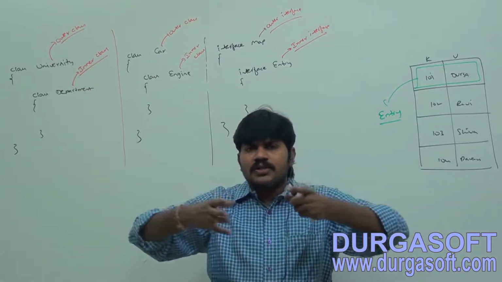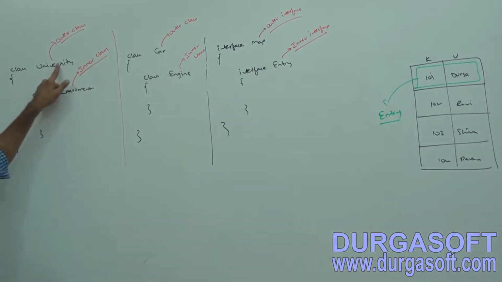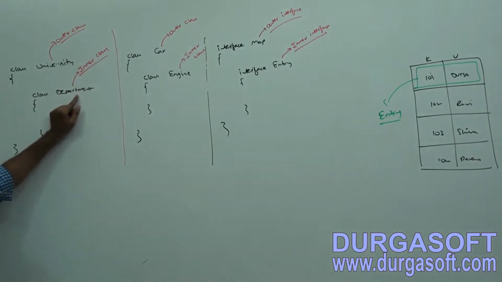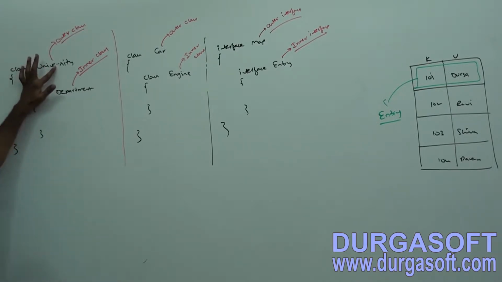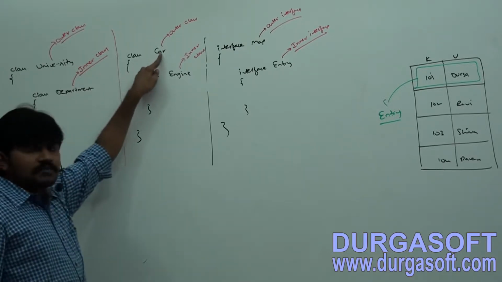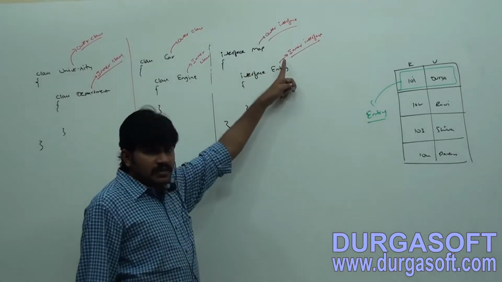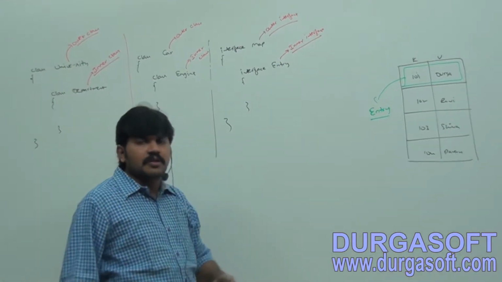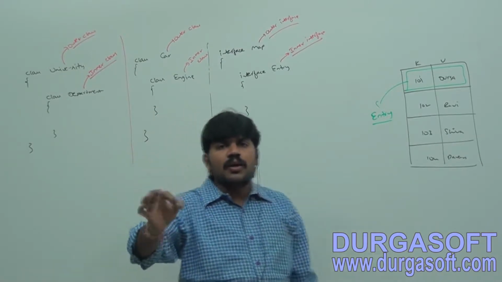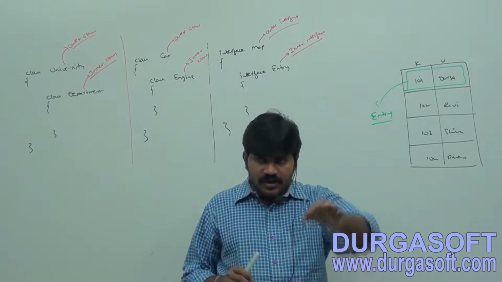Now I want to give some more extra information for this. Without existing outer class object, there is no chance of existing inner class object, correct or not? Sir, without existing university object, no chance of existing department object. Without existing car object, no chance of existing engine object. Without existing map object, no chance of existing entry object. So without existing outer class object, there is no chance of existing inner class object. Clear for all of you? Take a note.